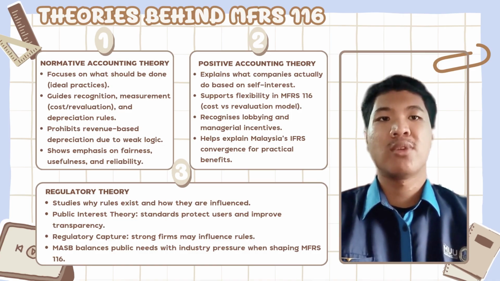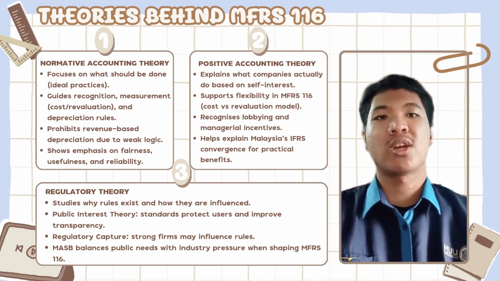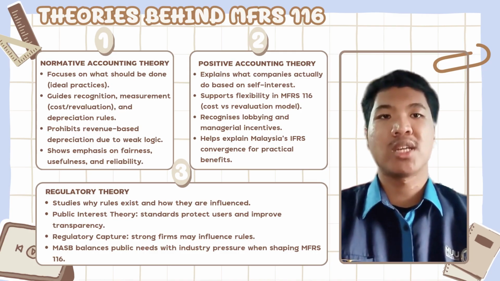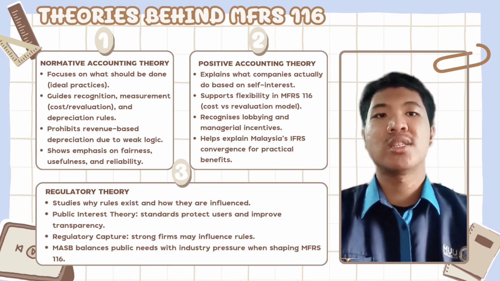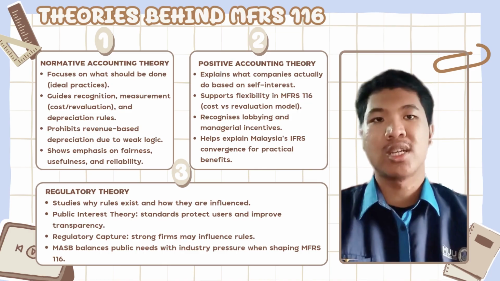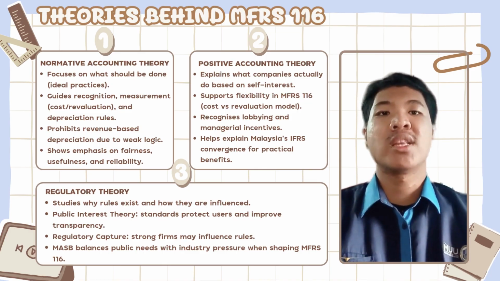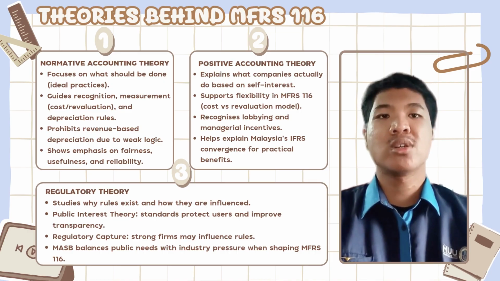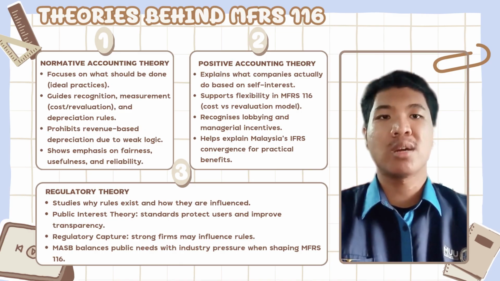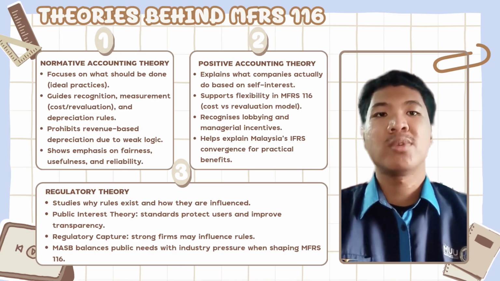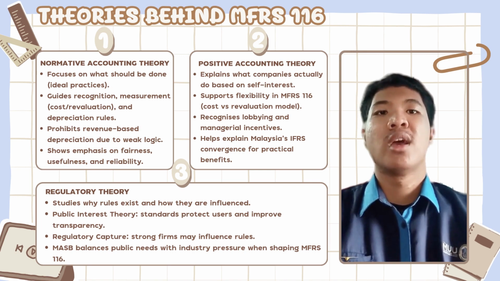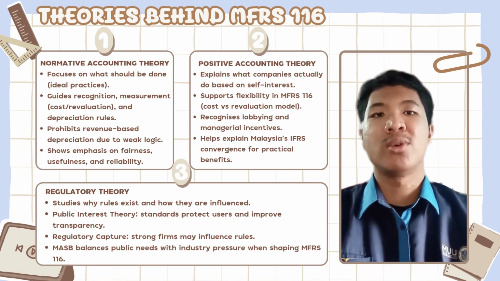The second theory influencing MFRS 116 is positive accounting theory, which explains what companies actually do in reporting. This theory assumes managers act in their own interests, such as trying to maximize bonuses, avoid breaking debt covenants, or maintain stable earnings. Because of this behavior, the standard includes flexibility, especially in allowing companies to choose between the cost model and revaluation model. Companies with incentive to show higher net worth may prefer the revaluation model, while those seeking stability might choose the cost model.